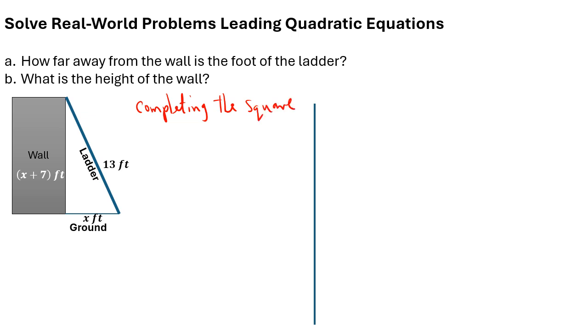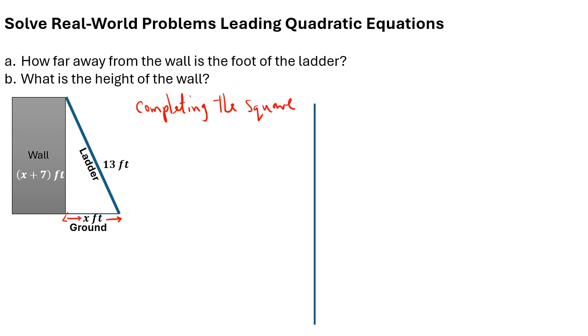All right, so this is what I'm going to do. First, I need to make sense out of this diagram here. So I have the wall, I have the length of the ladder. It's looking to be 13 feet, and I have the ground, and x stands for the length or the distance from the wall to the foot of the ladder. So I'm just going to make sure I capture that.